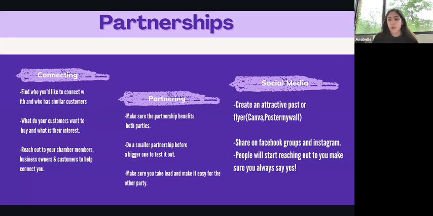So create an attractive post and flyer, like I mentioned, Canva. Poster My Wall is a really cool tool for flyers. So if you wanted to do a flyer, or if you were doing maybe even a giveaway or a raffle where people actually came to pick a raffle, you can put flyers and post them around the community. And lastly would be Facebook groups and Instagram.